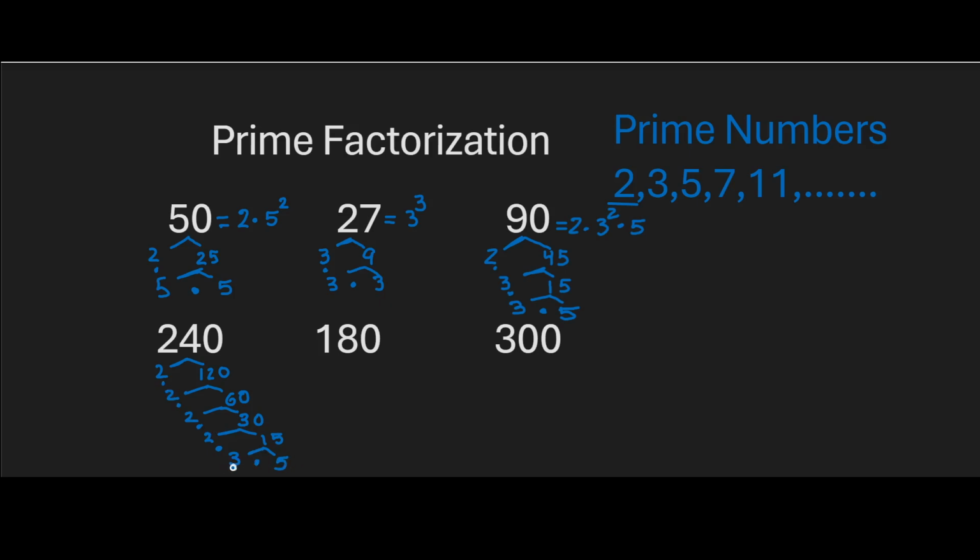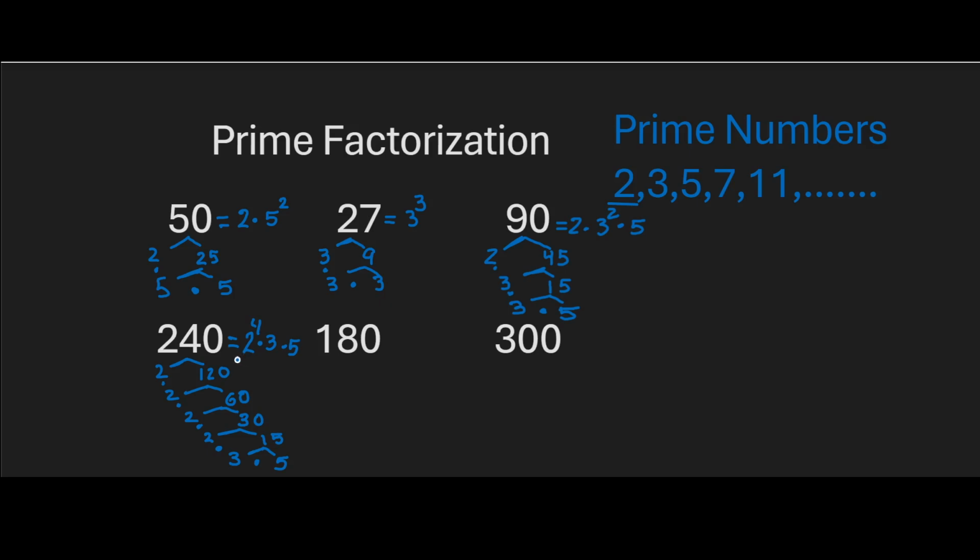5 times 3 is 15, times 2, that will be 30, times 2, that will be 60, times 2, that will be 120, times 2, that will be 240. So yeah, this is the right answer. Now, number 2, how many factors do we have? 1, 2, 3, 4. That will be 2 to the 4th power times 3 times 5. And that will be the answer.